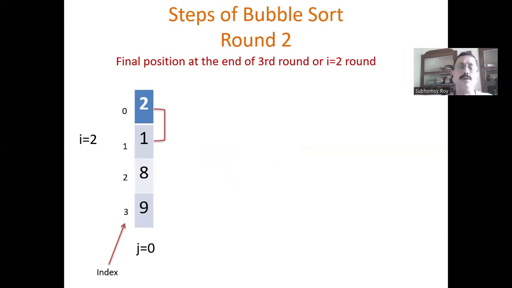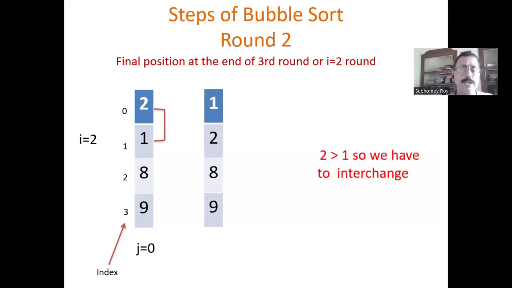We are checking 2 and 1, the 0 and 1 cell, the first pair of adjacent cells. 2 is greater than 1. That means they are not in proper order. Since they are not in proper order, we have to interchange them. And we interchange them. Why? Because 2 is greater than 1. Now we interchange them and we get the final position 1 2 8 9.